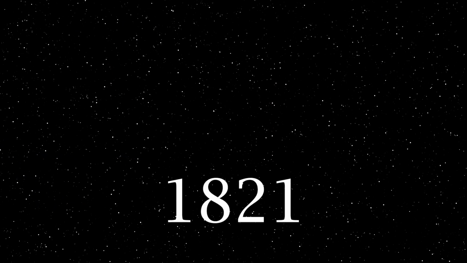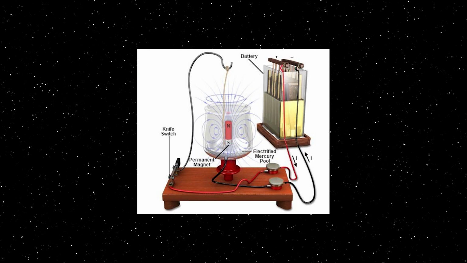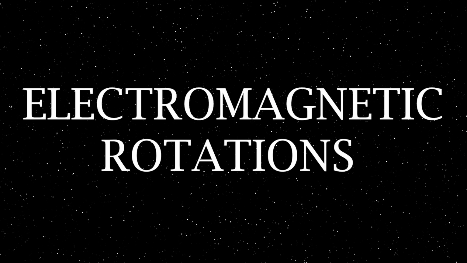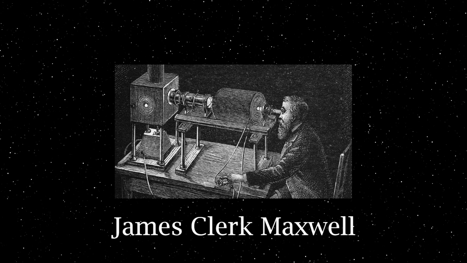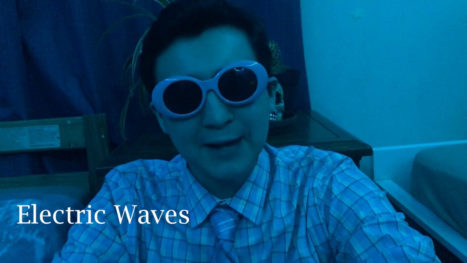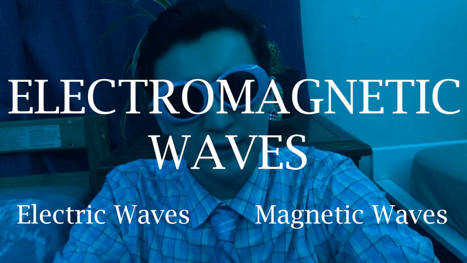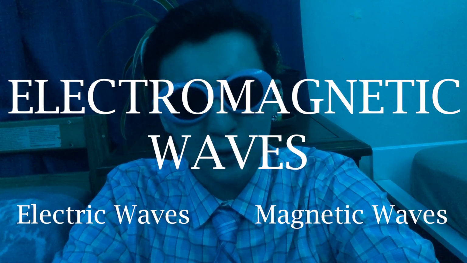Then in 1821, Michael Faraday, with the work of Hans Christian Ørsted, found that when you put a wire with electricity next to a magnet, it rotates around it. He called it electromagnetic rotations. James Clerk Maxwell saw Faraday's relationship between electricity and magnetism and decided to make it into an equation. From his model, he found both electric and magnetic waves at almost the speed of light, both making up electromagnetic waves. Light has to be on the electromagnetic spectrum, and light has to be a wave.